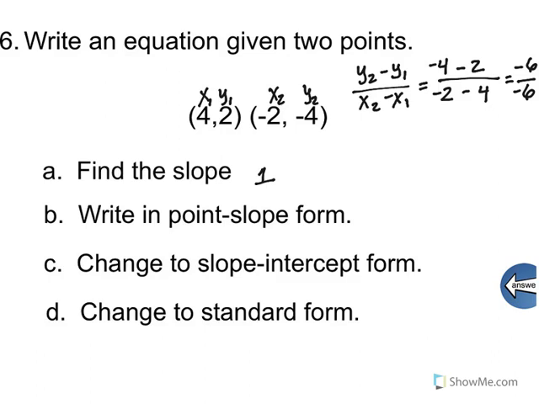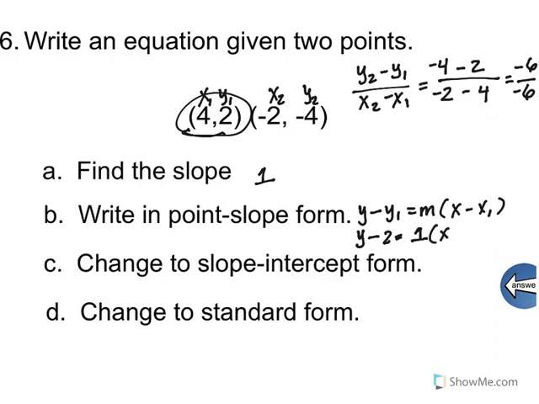Once we know the slope, remember that we have a point, so we can write this in point-slope form. I'm just going to pick the easiest point to write, which is the +1. This is y minus y1 equals m times x minus x1. Remember that we don't need to worry about the minus sign when we're putting in the point. We just put the point in. So we have y minus our y1, which is 2, equals our slope, which is 1, times x minus our x1, which is 4.